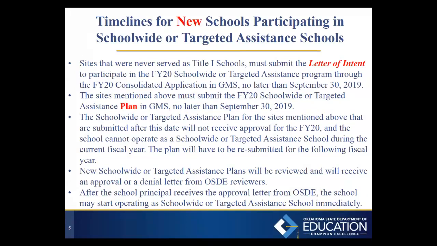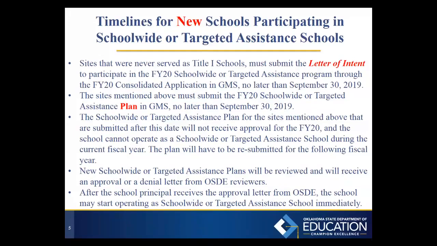The sites mentioned above must submit the FY20 school-wide or targeted assistance plan in GMS no later than September 30th, 2019. The school-wide or targeted assistance plan for the sites mentioned above that is submitted after this date will not receive approval for FY20, and the school cannot operate as a school-wide or targeted assistance school during the current fiscal year. So by September 30th, if you have not submitted a school-wide or targeted assistance plan, you cannot operate as a school-wide or targeted assistance school during the current fiscal year. The plan will have to be resubmitted for the following fiscal year. So if you miss the deadline, you cannot operate as either school-wide or targeted. You have to wait until the next year to do it.